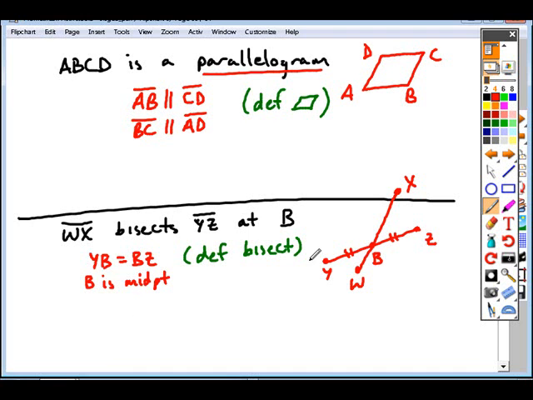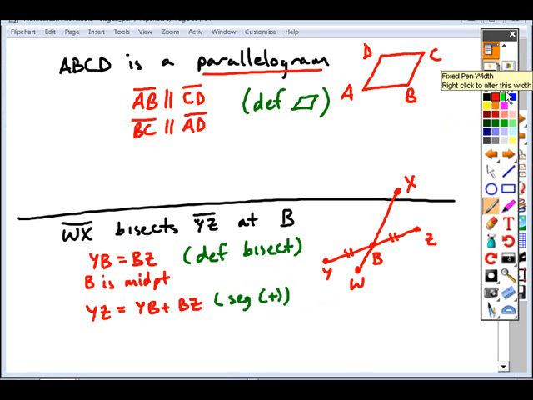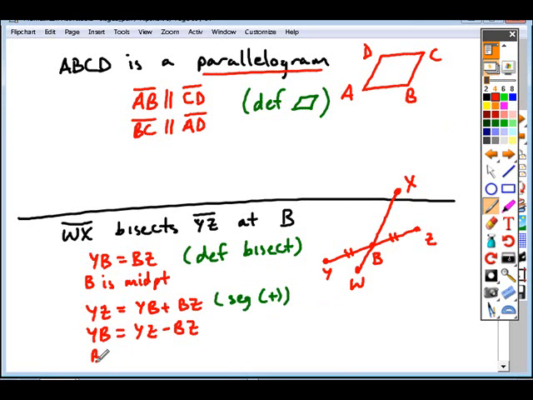Okay, remember we have the relationship that the whole YZ is equal to the sum of the parts, YB plus BZ, and that's referred to as segment addition postulate. Okay, so by segment addition, we can write this statement as well as the variations on it. So we could say that YB is equal to the whole minus the other part. We could say that BZ, the part, is equal to the whole minus the other part. Okay, and that's all defended by segment addition.